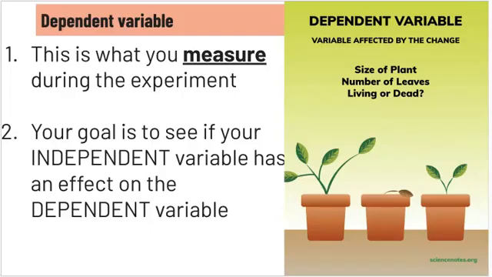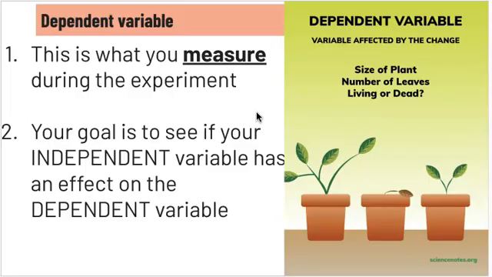Next, we have our dependent variable. This is what you measure in your experiment. You don't control what the dependent variable is. Your goal is to see if your independent variable does something to the dependent variable. So let's look at our example with the plants that are growing. Okay. So you can choose what your dependent variable is.